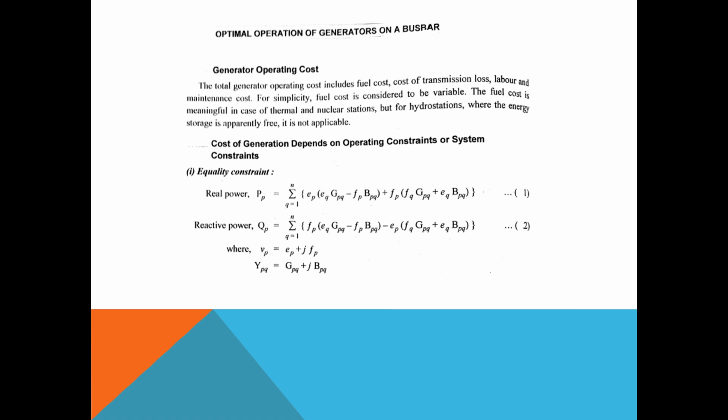Here, the cost of generation depends on operating constraints. There are two constraints: one is equality constraint, another one is inequality constraints. Equality constraints include the power balance equation, that is generation equals demand plus loss. So this is the formula for real power and this is the formula for reactive power.